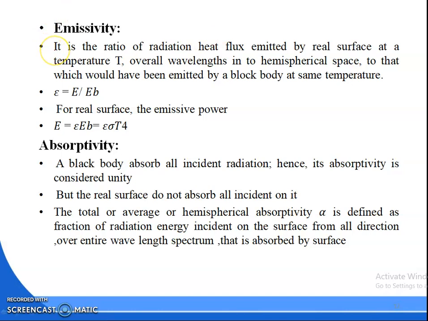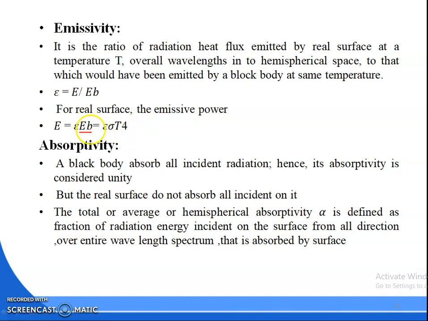Then emissivity. What is emissivity? It is the ratio of the radiation heat flux emitted by a real surface at a temperature T over all wavelengths into a hemispherical space to that which would be emitted by a black body at the same temperature. So emissivity is the ratio of radiation heat flux emitted by a real surface to that emitted by a black body, E by Eb. For a real surface, E is equal to emissivity times Eb. What is Eb? Sigma T to the power 4.